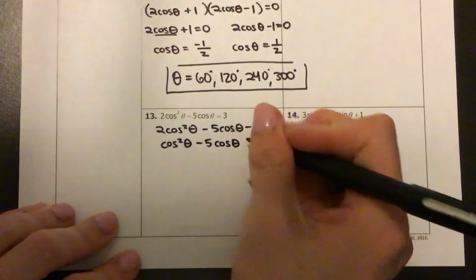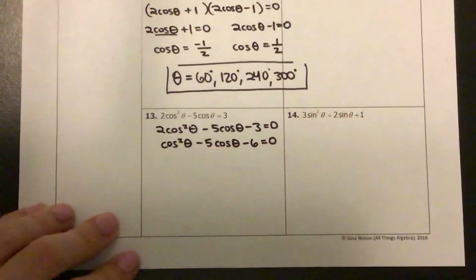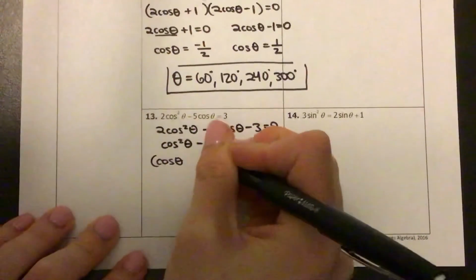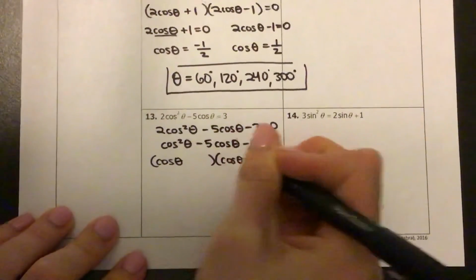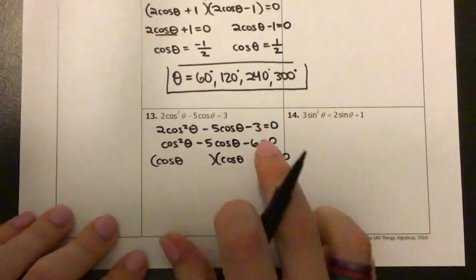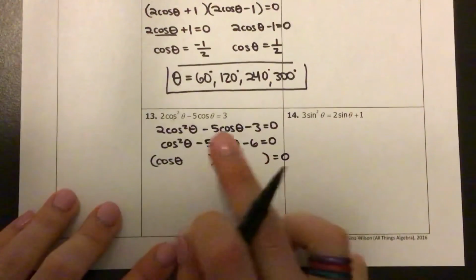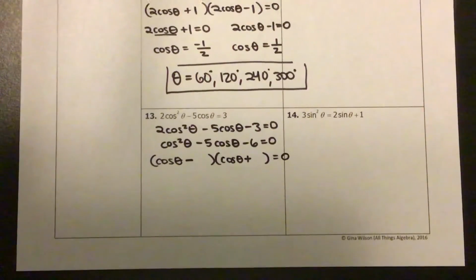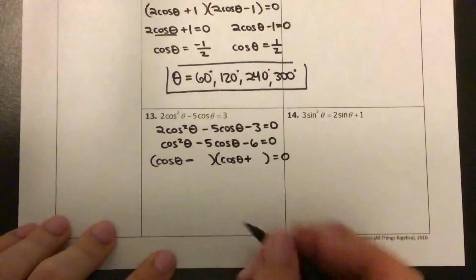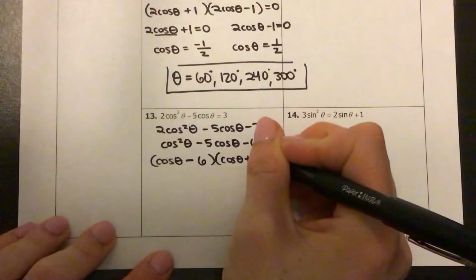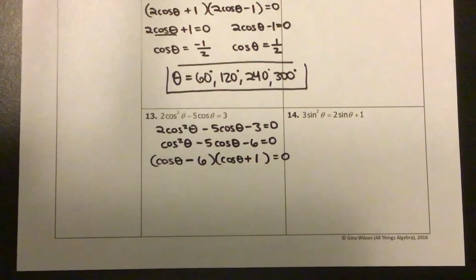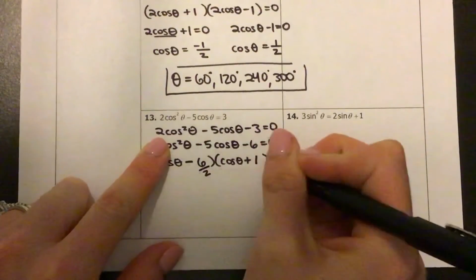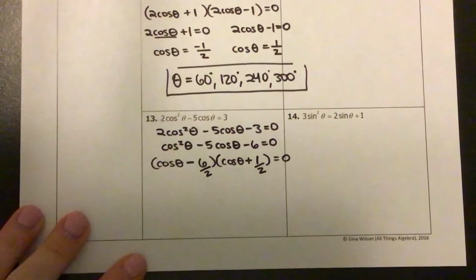So the 2 slides over here and makes this a 6, and then I factor this down. So my cosine squared means I start with cosine times cosine. I am multiplying to a negative 6 and adding to a negative 5. So multiplying to a negative means 1 minus, 1 plus. And then the negative 5 means I have minus 6 plus 1. Okay, so to finish this off, remember you have to redivide by that 2 that we started with here. All right, so like that.